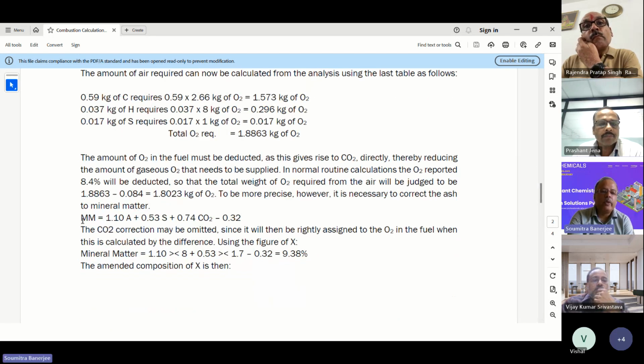Here, mm is the mineral matter. It is necessary to correct the ash to mineral matter. So mineral matter is 1.10 times ash plus 0.53 sulfur plus 0.74 CO2 minus 32. As you saw in the earlier slides, mineral matter was written in two of the slides. Here, if we calculate, it comes to 9.38% as mineral matter.